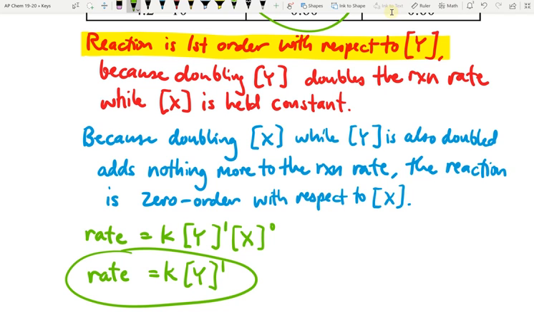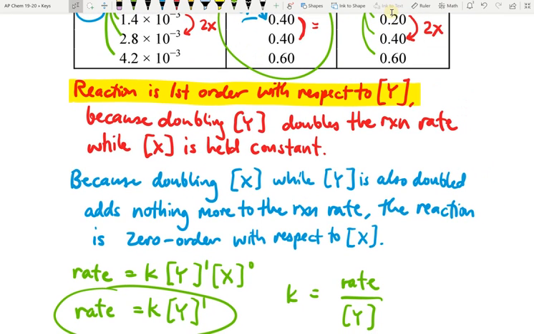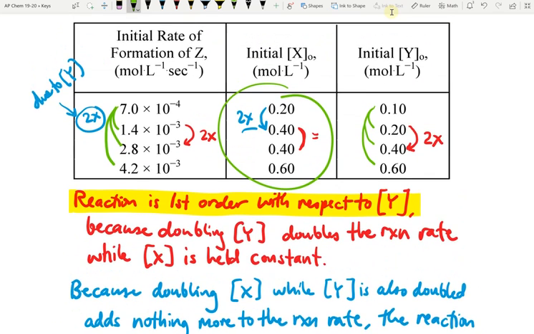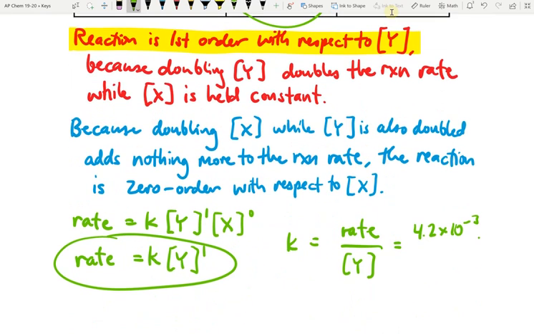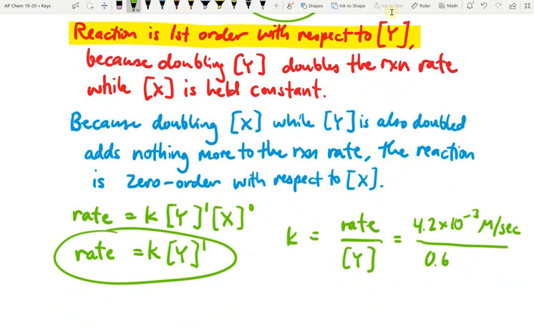And then lastly, to figure out the rate law constant, k will simply be rate over the concentration of Y for whichever trial we choose. So, I don't know, choose the last one. We haven't really used that last row at all in our previous work, so let's use that last one. The rate in that last row of our data table is 4.2 times 10 to the negative 3. And what are the units on that? Molarity per second. And then the concentration of Y in the last trial is 0.6, and that's moles per liter.